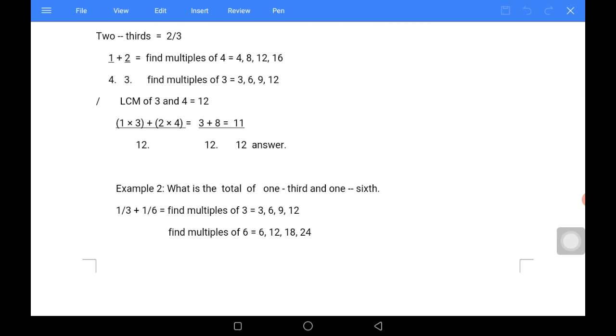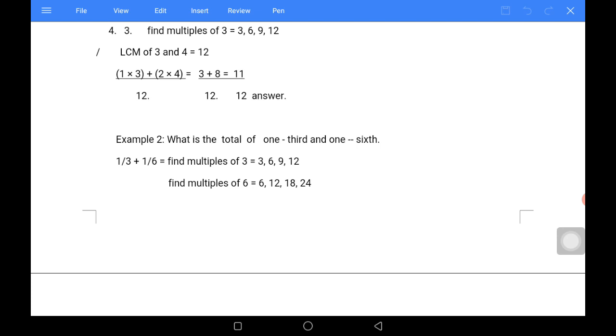Multiples of 4 are 4, 8, 12, 16, while multiples of 3 are 3, 6, 9, 12. Now, you look at the multiples that are common to both sides. In the multiples of 4, we have 12, and in the multiples of 3, we also have 12. So, our lowest common multiple of 3 and 4 is 12. After arriving at our LCM, we will now choose that 12 as our denominator for both fractions.